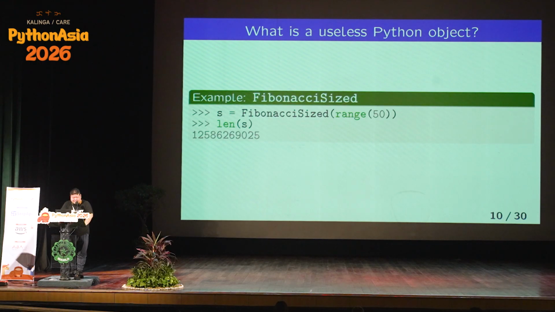Next is a Fibonacci-sized container. You create it with range(50). This container has 50 items. But when you call the len function, it returns about 20 billion. It returns a Fibonacci number instead of the real length.